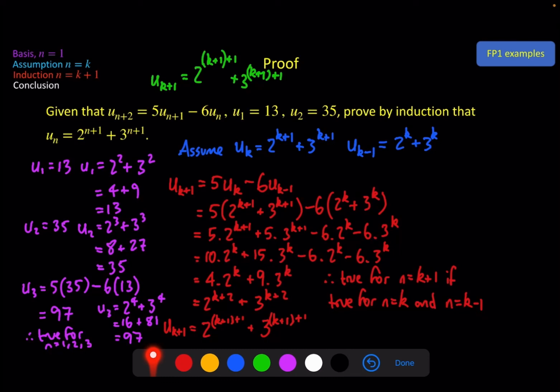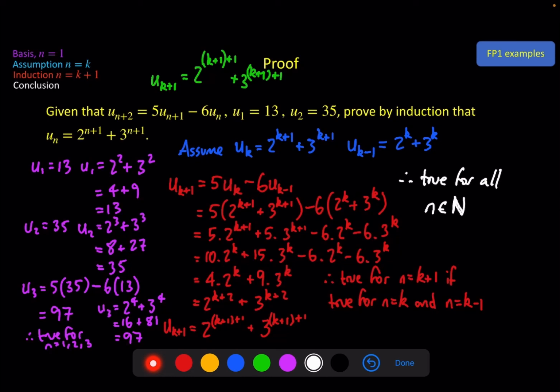Either way, we have proven that over here it is true in the case of the first 3 terms, therefore it must be true for the next 3, u2, u3, u4, and it must be true for the next 3, and so on and so on. So we have proven that this is true for all n where n is an element of the natural number set.